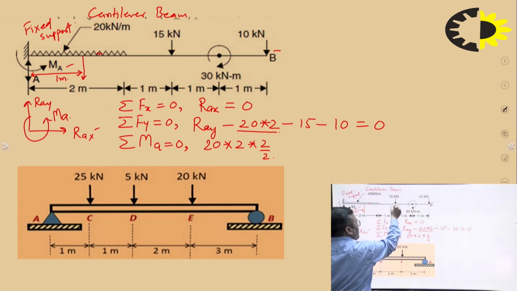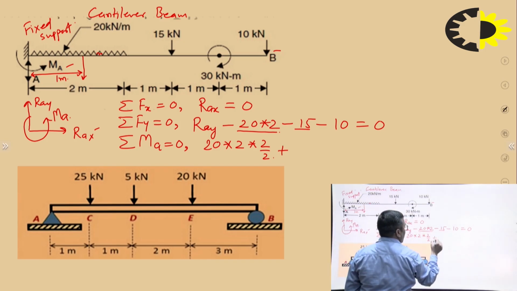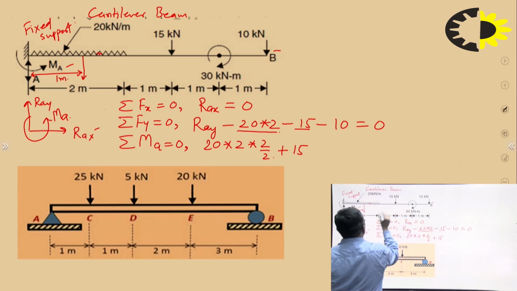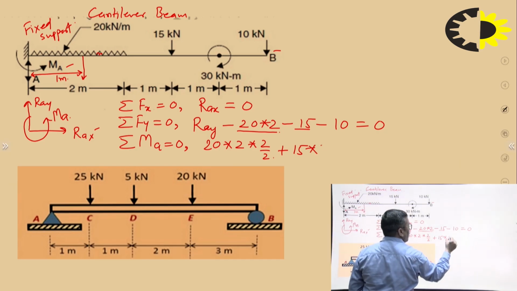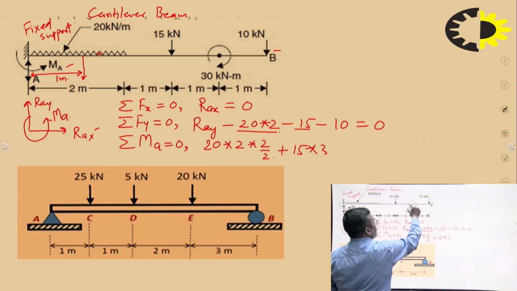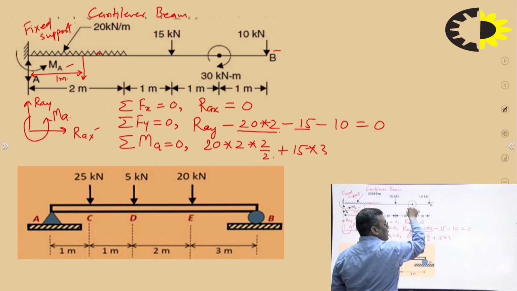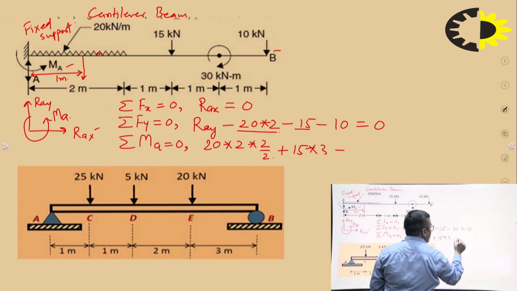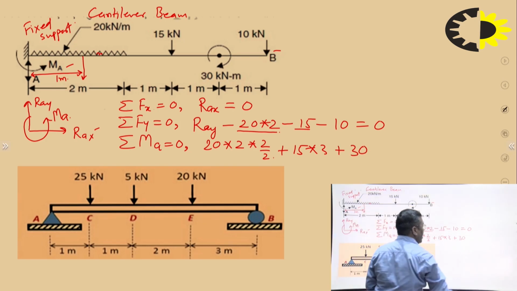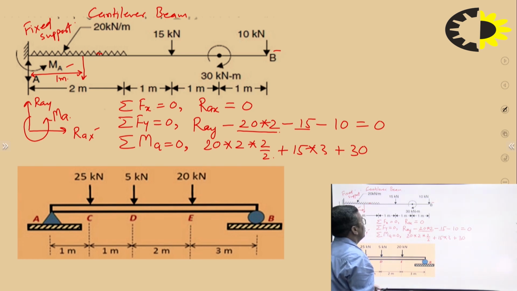Now I am coming to the 15 kilonewton. What is the distance of this 15 kilonewton load from point A? Distance is 3 meters. Now I am coming to this couple. What was the tendency of rotation of the 15 kilonewton? Clockwise. This couple is also clockwise, so definitely this will be added to the equation: 30 kilonewton meter. The tendency of rotation because of the 15 kilonewton and because of the UDL are all clockwise, so that will be summed up.